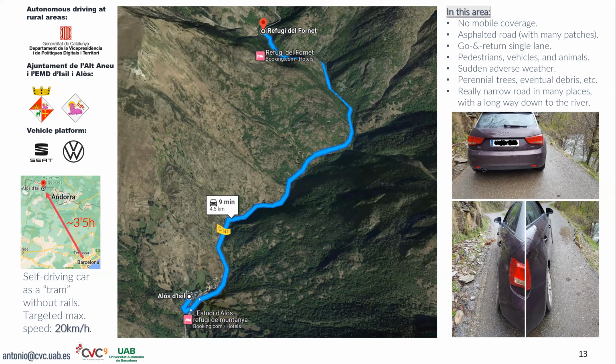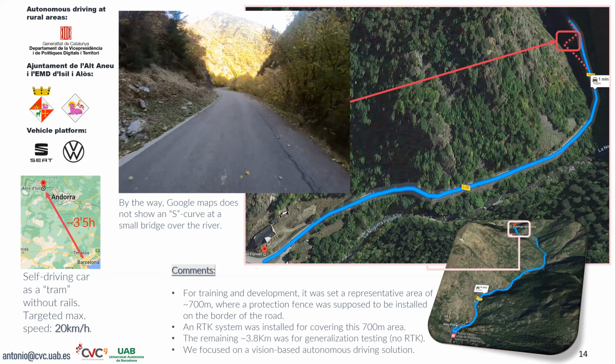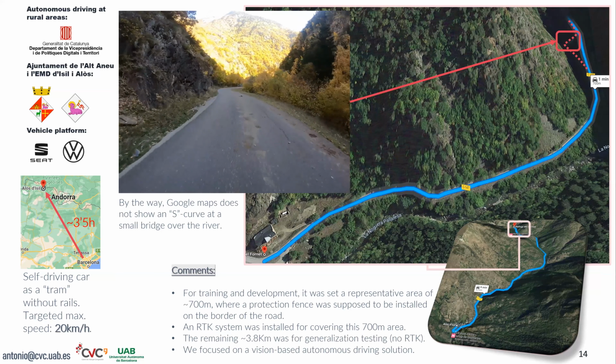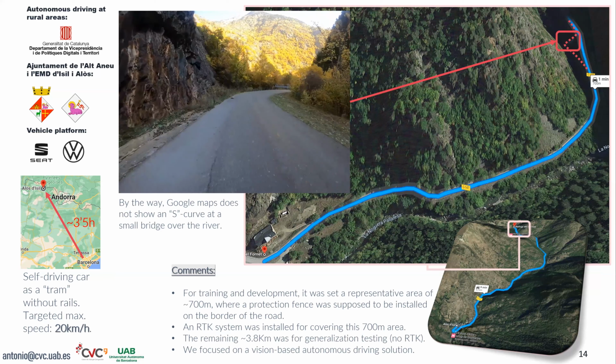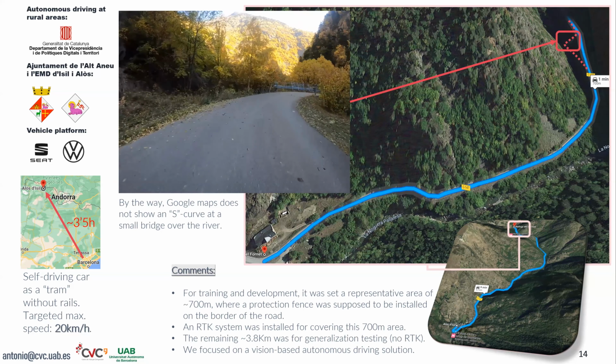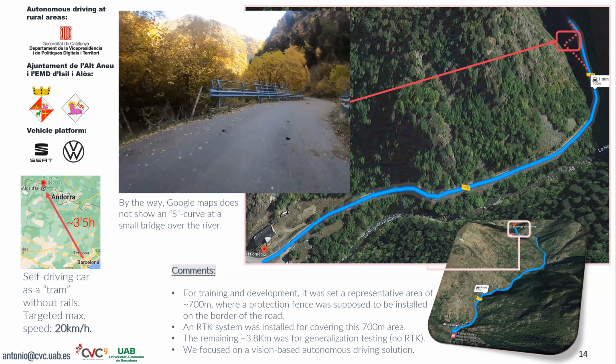You find the river 50 or 100 meters above. So it's challenging. The maximum speed that we were targeting was 20 kilometers per hour for this project. So what we did was, from the 4.5 kilometers that we have to cover, we selected 800 meters to do training and testing. The other would be for generalization.